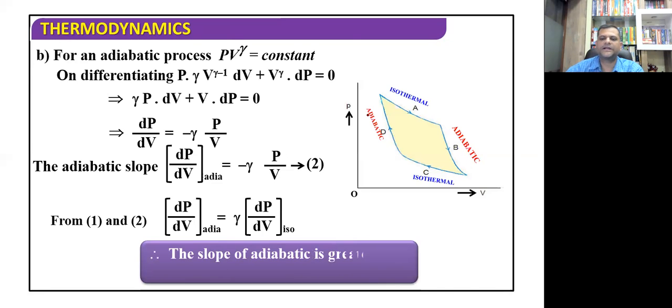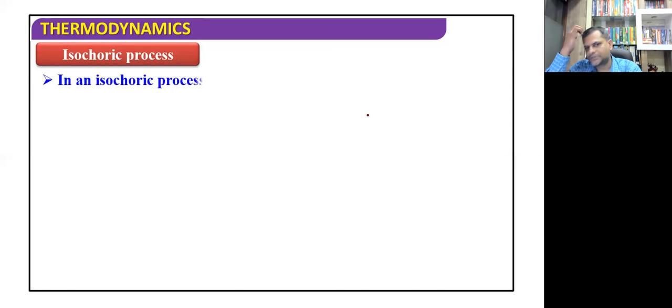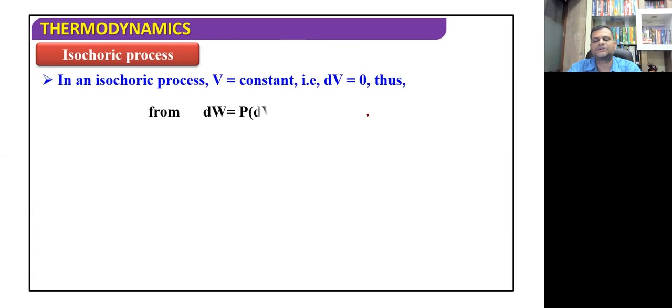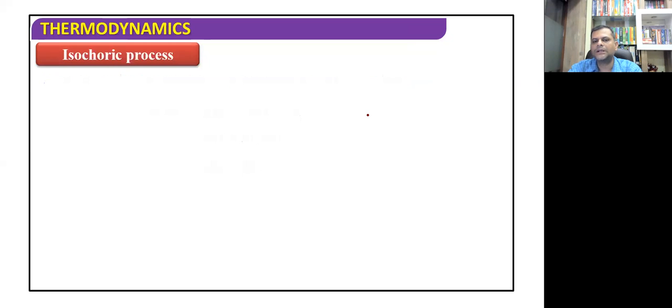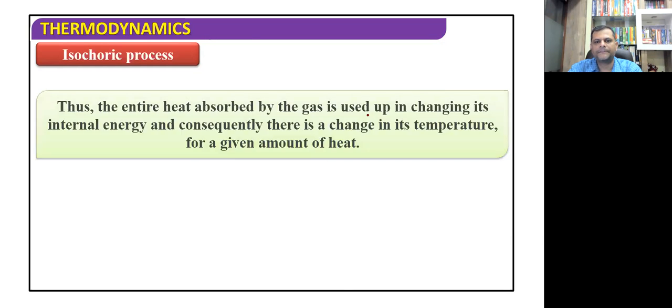So slope of adiabatic graph is always gamma times of the slope of isothermal graph. Means adiabatic graph is gamma times steeper than isothermal graph. Okay. Isochoric process के अंदर क्या होता है, volume remains constant, so change in volume remains zero, and hence work done also remains zero. And hence we can say that this dQ is exactly equal to dU, and dU can be written as n Cv dT.